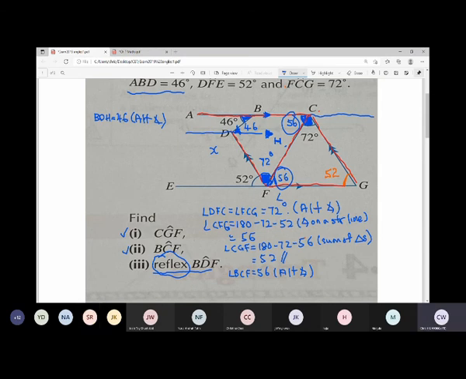Continue. You're not finished, right? You want X, isn't it? You haven't finished yet. Continue, please. X is 180 minus 46. X is actually here, the whole thing here. Okay, continue, please. Why? I have to find BDH 46.